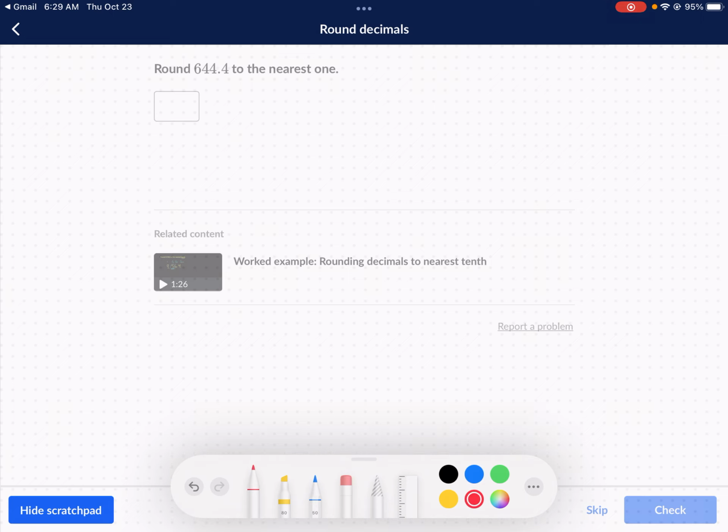Nearest 1. So that's the nearest whole. It could say the nearest whole number. Again, we're going to look at the ones place and then the number to the right. This happens to be the tens place. Now, finally, we have an example where we're going to round down. That 4 is not big enough to move it up. And here's why. Here's 644. Here's 645. 644.4 is right here. It's not closer to the 645. It's closer to 644.